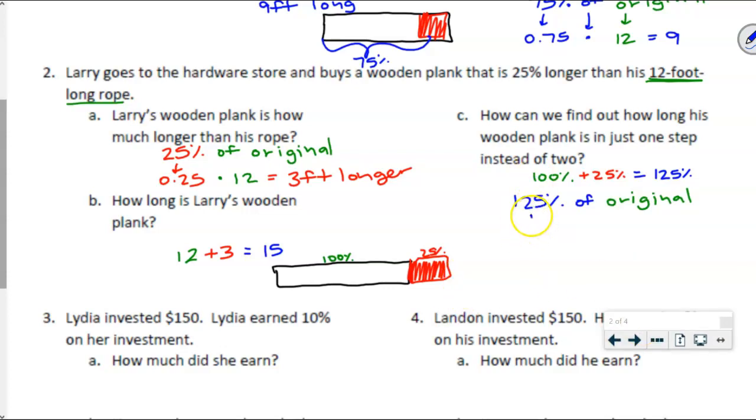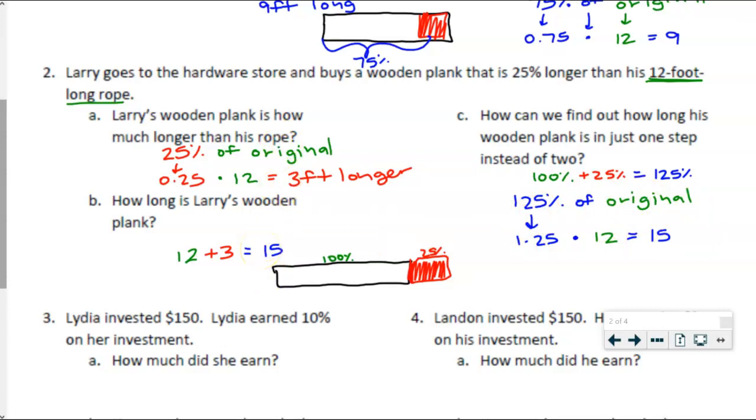125% is the decimal 1.25. Of means to multiply, and the original amount is 12. 1.25 times 12, type it into your calculator and you get 15. That is one step instead of two.